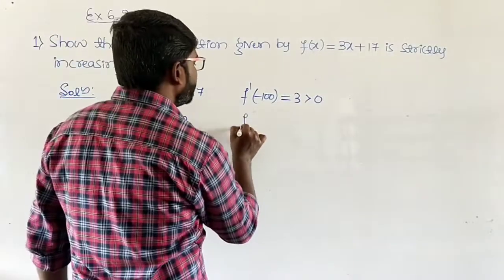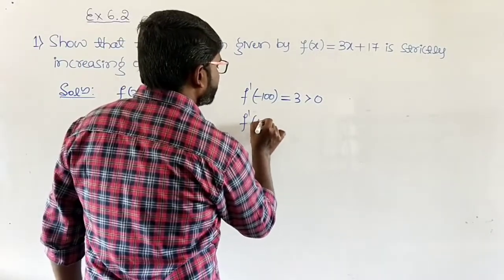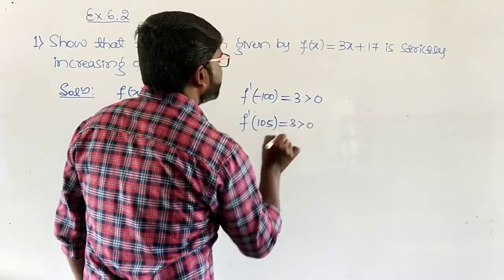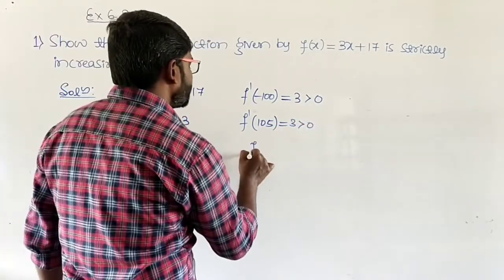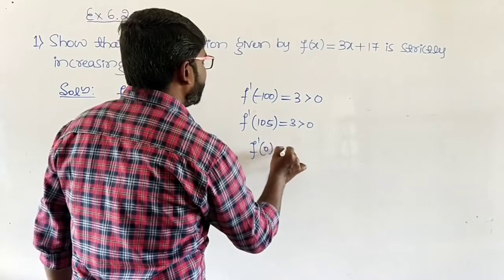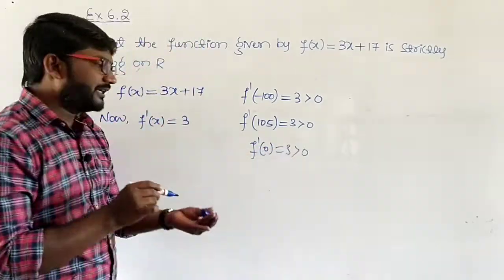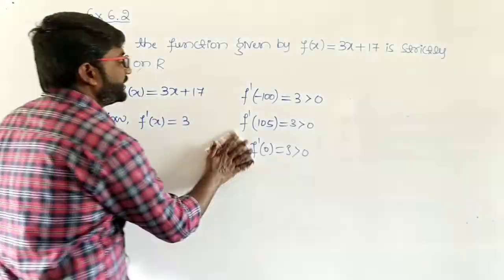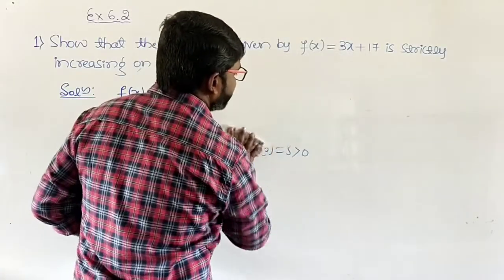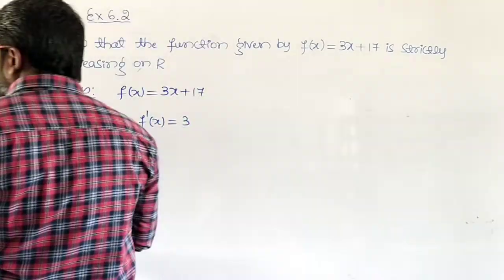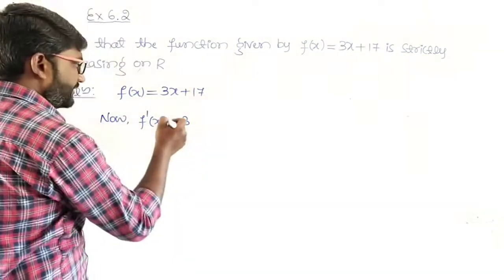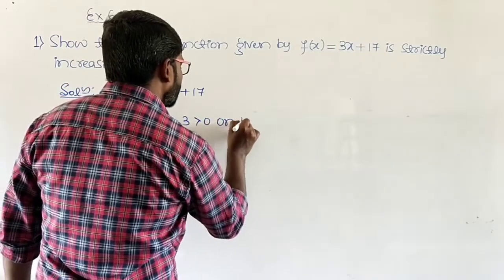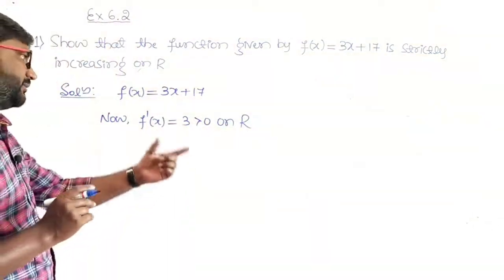Again, if you take f dash of 105, it is 3, which is greater than 0. Or if you take f dash of 0, again it is 3, which is greater than 0. So for all real numbers, f dash of x is greater than 0. That means it is strictly increasing on all the real numbers, that is, on R.